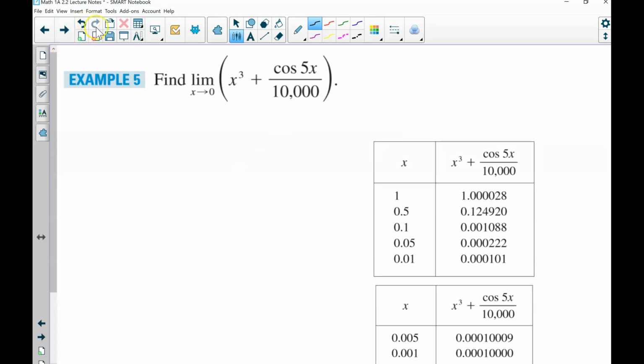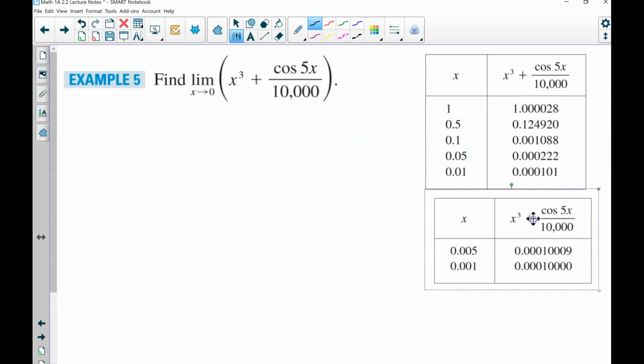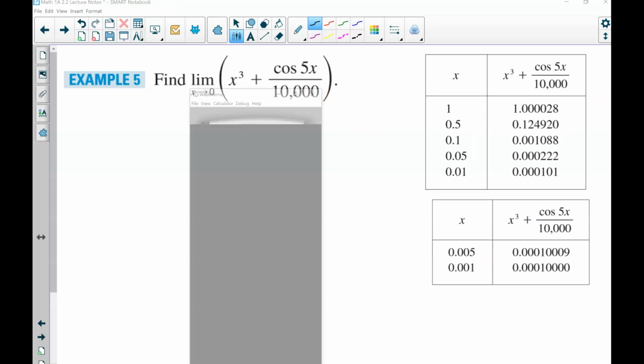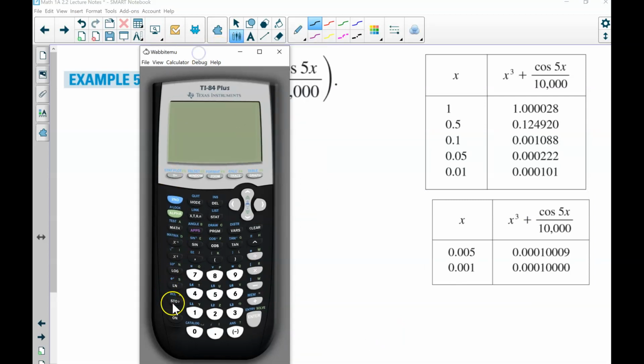Okay, let's take a look at finding the limit as x approaches 0 of the function x cubed plus the cosine of 5x over 10,000. Now, I'm leaving these tables here, but I also want to use the calculator to find out what's happening. So let's go ahead and put this function into our graphing calculator.